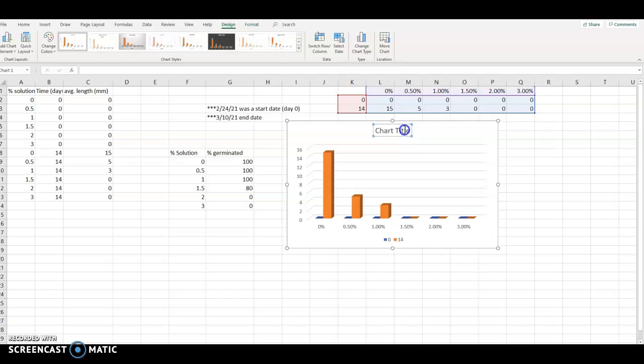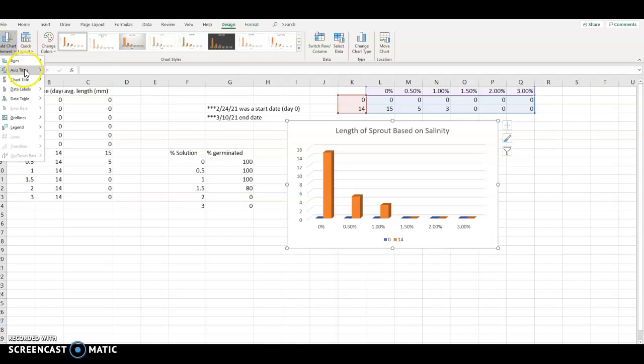So we need a chart title. So in this case, we were looking at length of sprout. With your graph titles, there's usually both or some alluding to the variables. Now we just need some axes labels.